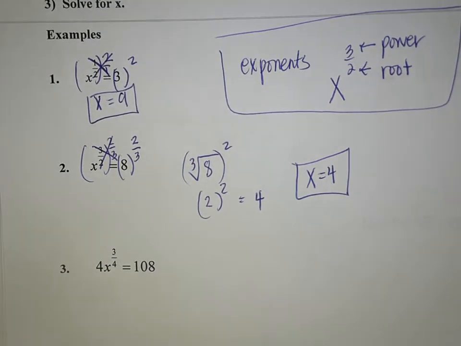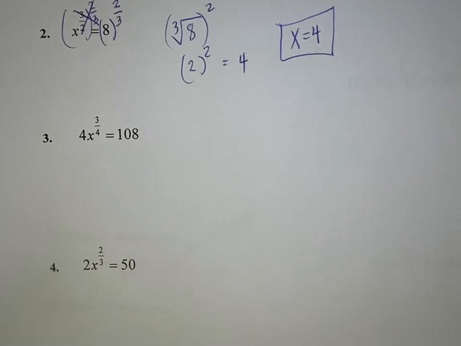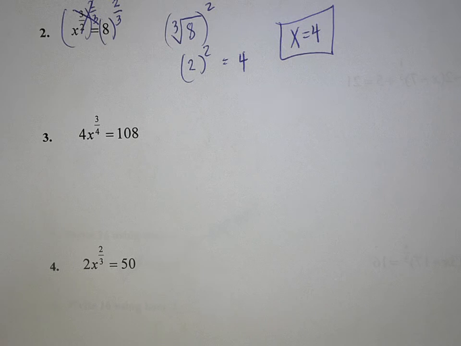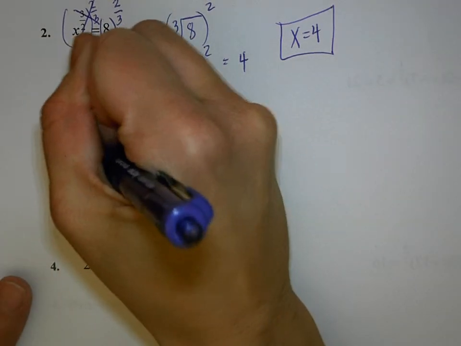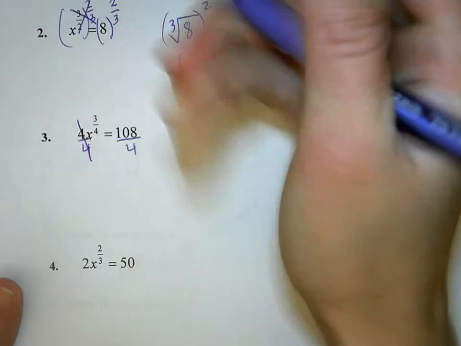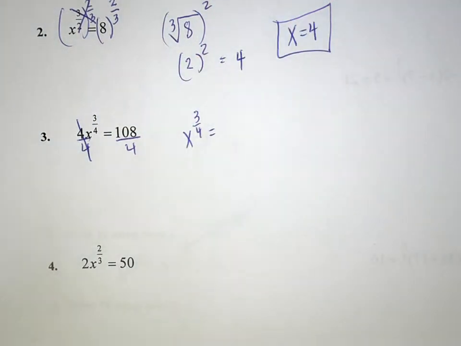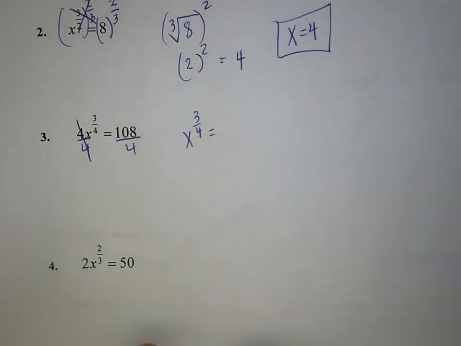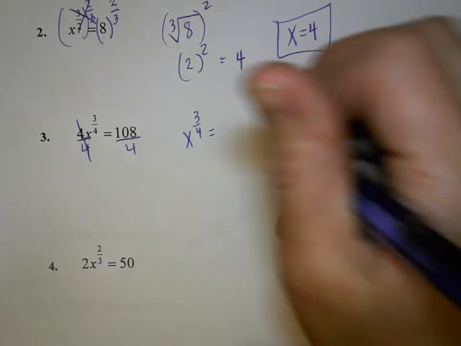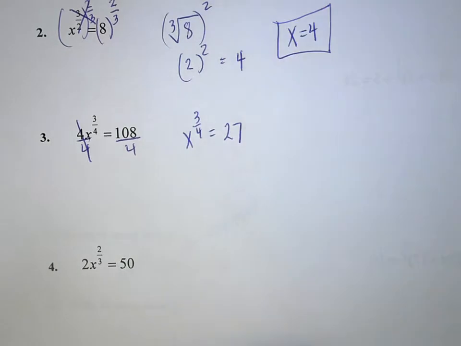All right, example 3. Is the exponent by itself? No. How will I get rid of that 4? Very good. You're going to divide by 4 on both sides. So I have x to the 3/4 power equals, and 108 divided by 4 is? Anybody know? 27. Those of you that said 27 were correct.